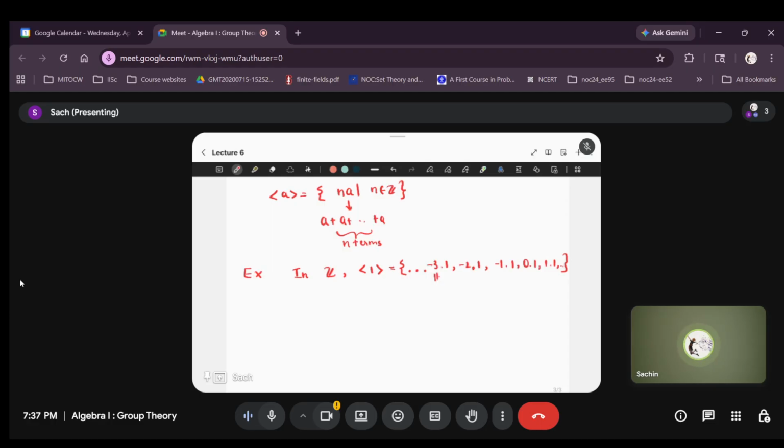But minus 3 times 1 is by definition 3 times minus 1, which is minus 1 plus minus 1 plus minus 1, which is minus 3. And 0 times 1 is by definition 0. So this is simply the group minus 3, minus 2, minus 1, 0, 1, 2, 3, which is Z itself. What about the subgroup generated by minus 1?